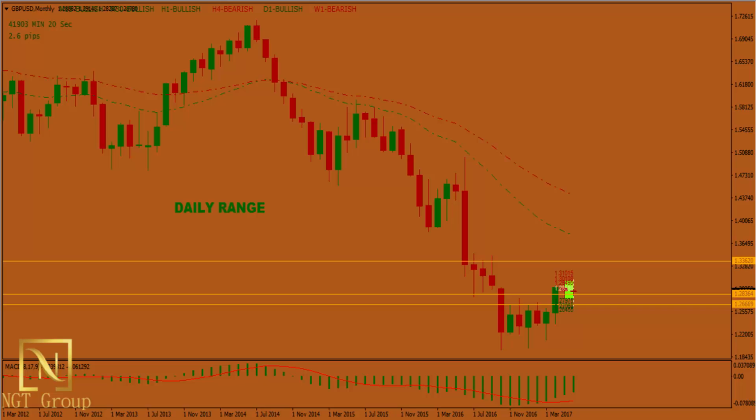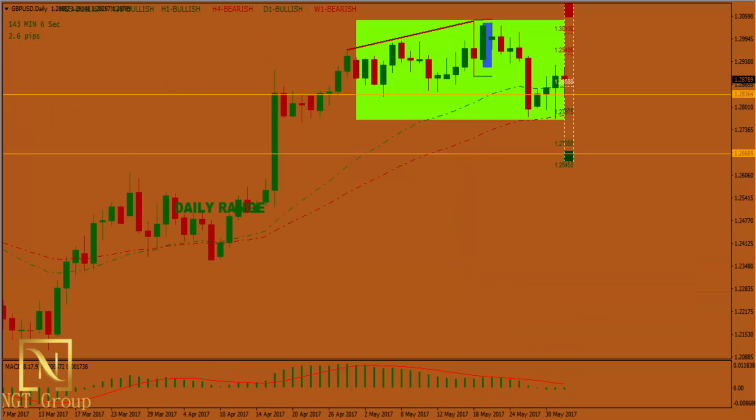So the next pair is the pound USD. As we can see, the month of May for the pound has been indecision. If you traded the pound, you would have seen a lot of choppy moves. As we examine the daily chart, we can get a better picture of the price movement on the pair for the month of May. NGT traders will monitor this pair for any signs of direction and will drop down to the lower time frame for buying or selling opportunities.